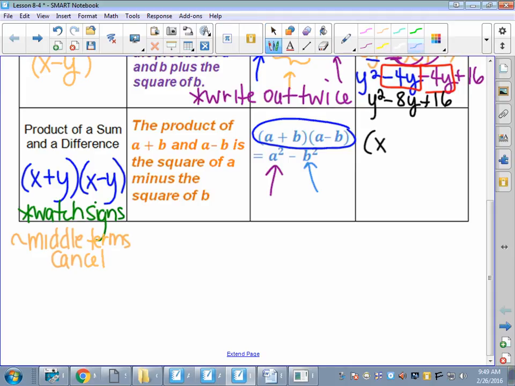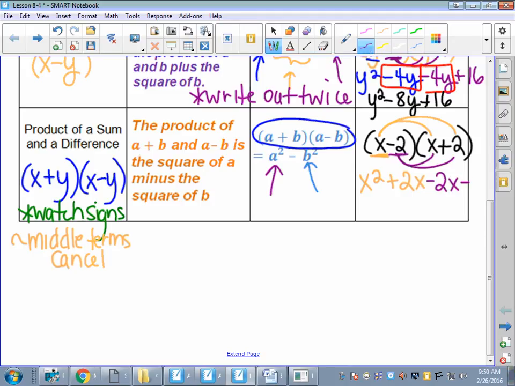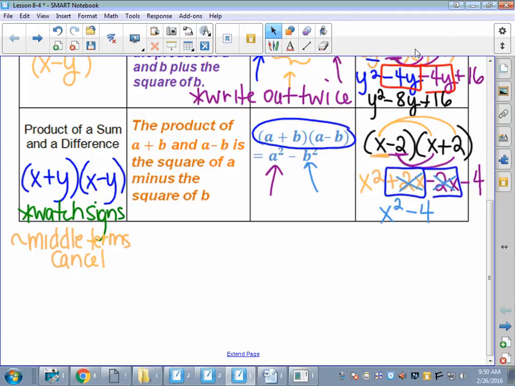So if we do a math problem, x minus 2 times x plus 2, and we're going to FOIL this out. I'm going to start with my x, distributive property. X times x is x to the second. X times a positive 2 is plus 2x. Negative 2 times x is negative 2x. Negative 2 times positive 2 is a minus 4. Notice my like terms. Same terms, opposite signs. So what's 2x minus 2x? Big old nothing, right? So we're just left with the x squared minus 4.